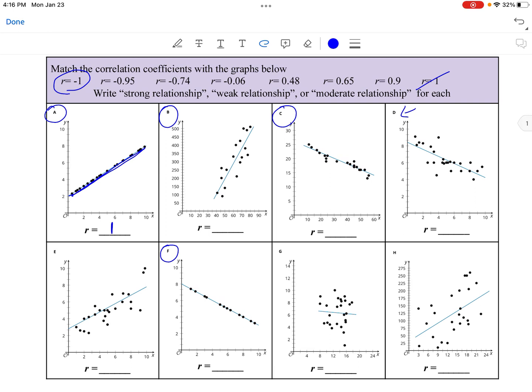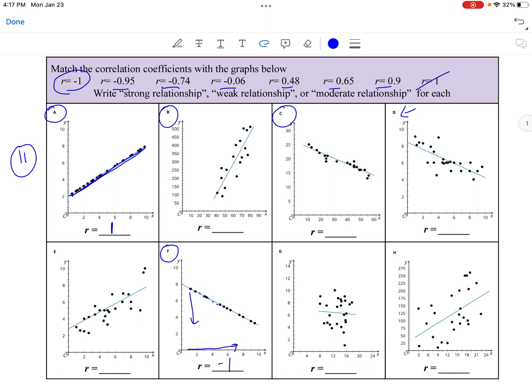Which one would have the R value of -1? Well, it would be this one here, right? Because they're all on a line, and they are in a negative association with each other. As x increases, y decreases, as you go along. So I would pause the video now and try to fill in the other graphs, using these other R values, matching them with the graphs. Okay, so let's see here.